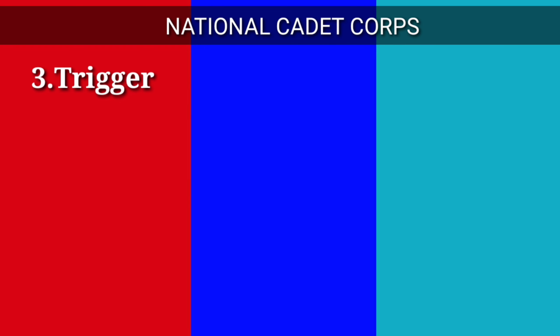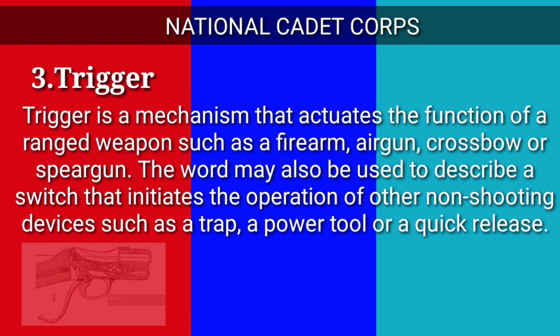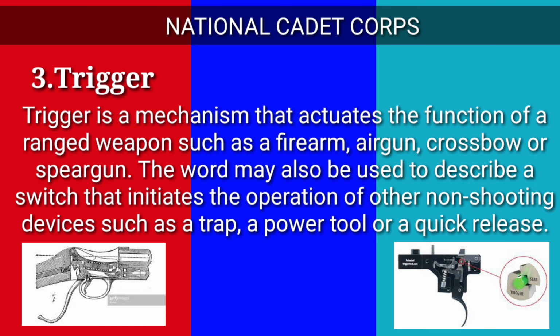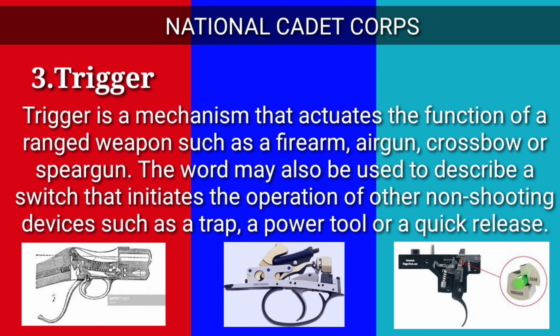Third one, trigger. A trigger is a mechanism that actuates the function of a ranged weapon such as a firearm, air gun, crossbow, or spear gun. The word may also be used to describe a switch that initiates the operation of other non-shooting devices such as a trap, a power tool, or a quick release.